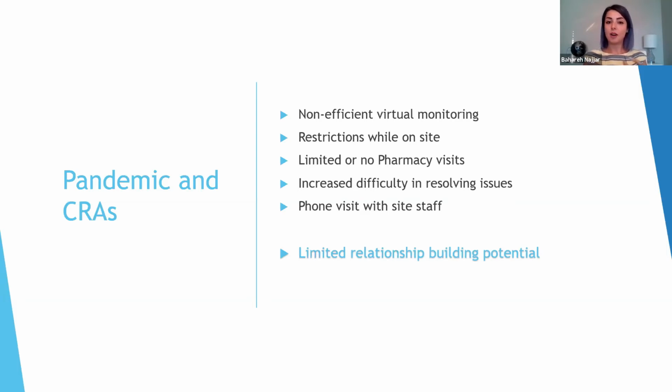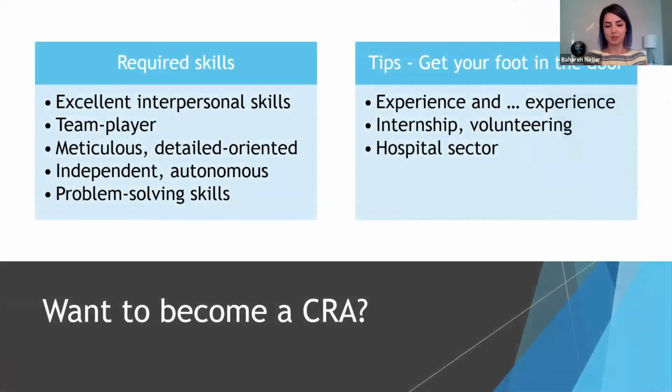And if you actually are interested now, and if you do want to become a CRA, here are my tips. So first of all, as I said, very good or excellent interpersonal skills. It's very important that you would be able to not only build a relationship with your sites, but also with the team that you're working with. So you will work with the CRO team, you will work with the sponsor team. So it's very important to be also a team player. And you will be verifying every single detail of source, of regulatory documents, of everything. So you have to be very meticulous and detail oriented. So you have to have the eye for error and for detail.